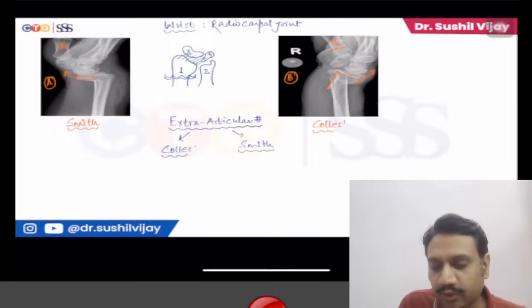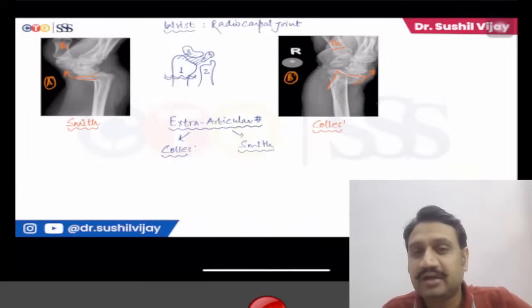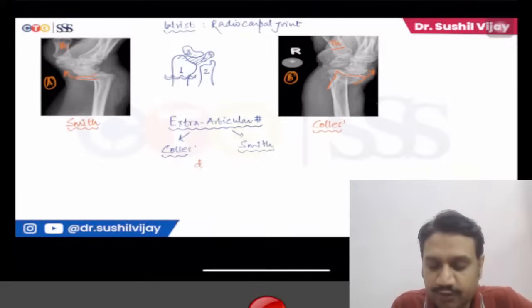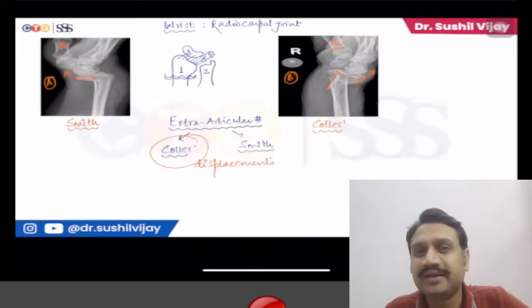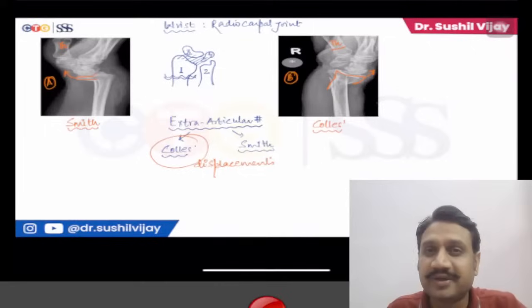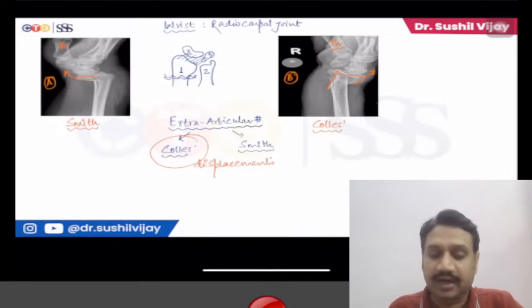So in Colles and Smith, what is the difference? The difference is of the displacements. Which displacements do we see in Colles, and which displacement do we see in Smith? Do remember the displacements of Colles. How many are they? Six in number, right? The lateral displacement and lateral tilt. Then, how to remember it?